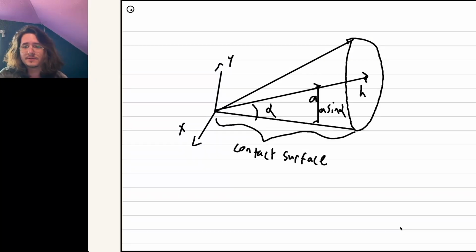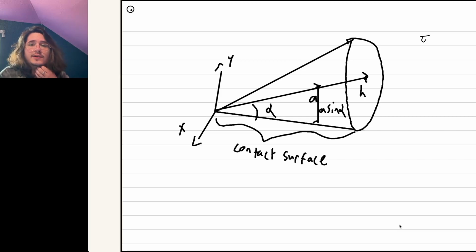Alright, here's the situation. It's a cone that is rolling around on a table. It makes one rotation in a time interval tau, right?